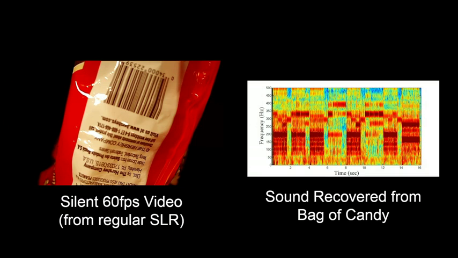So here's an experiment we did where we filmed a bag of candy while a nearby loudspeaker played the same Mary Had a Little Lamb music from before. But this time, we used just a regular store-bought camera. And so in a second, I'll play for you the sound that we recovered, and it's going to sound distorted this time. But listen and see if you can still recognize the music.